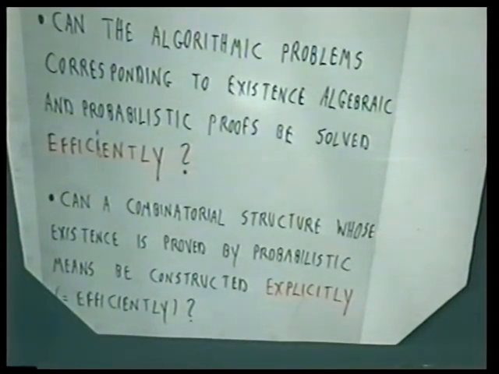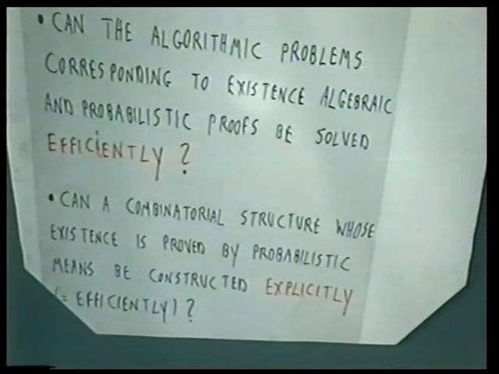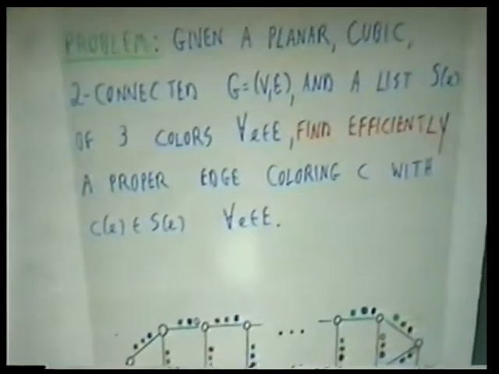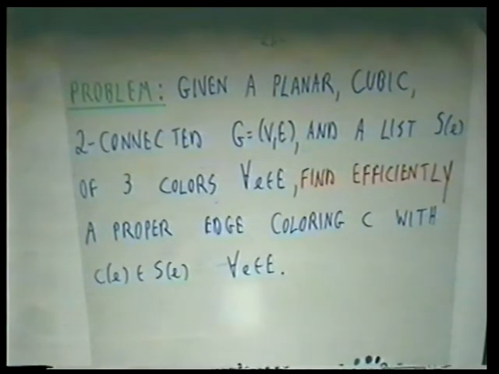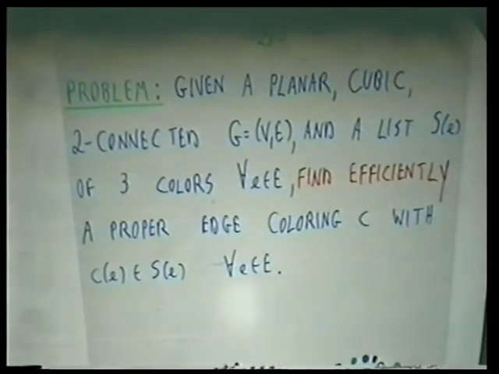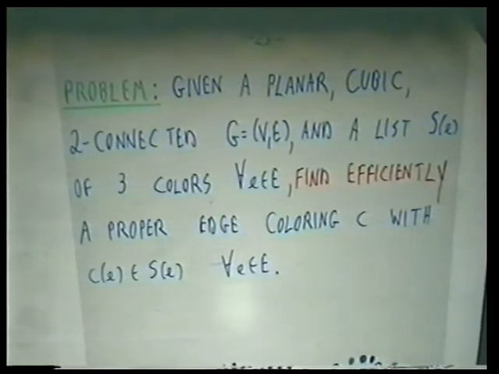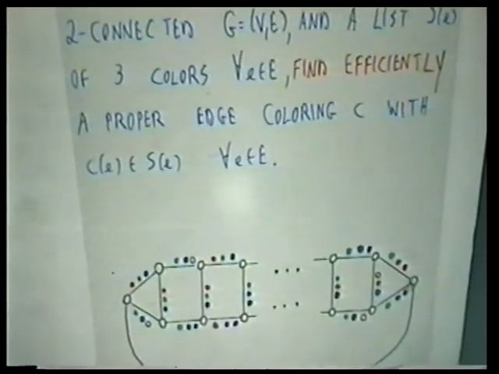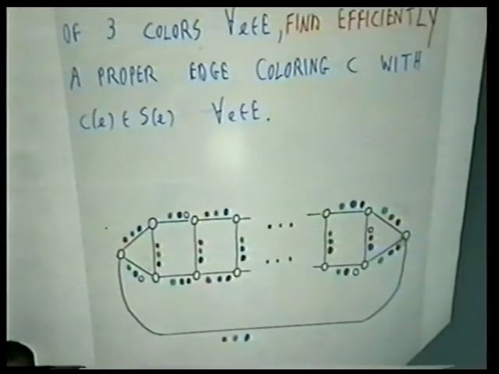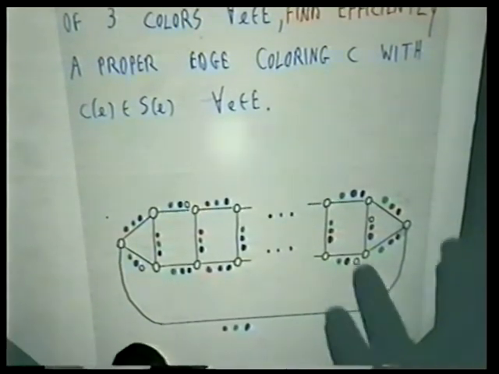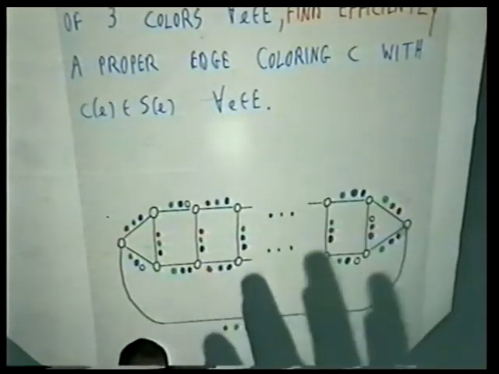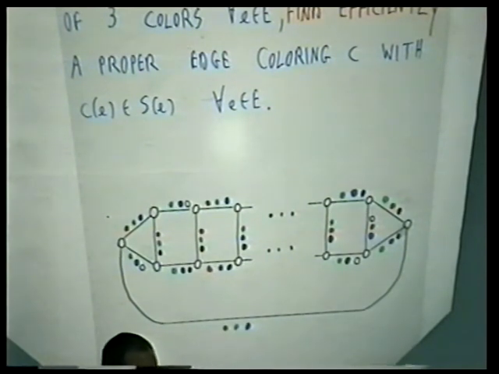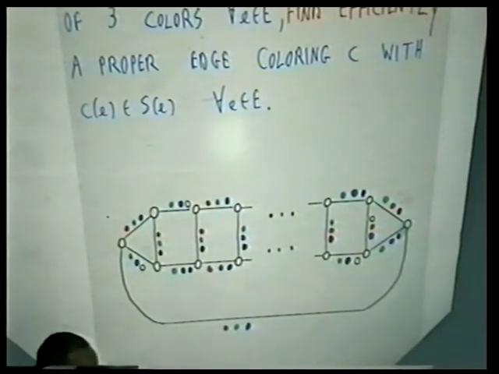So here is an example. I told you that for every planar, cubic, 2-connected graph, together with a list of 3 colors for every edge, you can find a proper coloring using the lists. Now, can we actually do it? I don't know how to do it efficiently. The fact that this coloring exists is because some coefficient of some polynomial is non-zero. Suppose I give you a graph and the lists of colors. We know there is a way to color it properly using the lists. Can you actually find one? Well, we don't know how to do it.